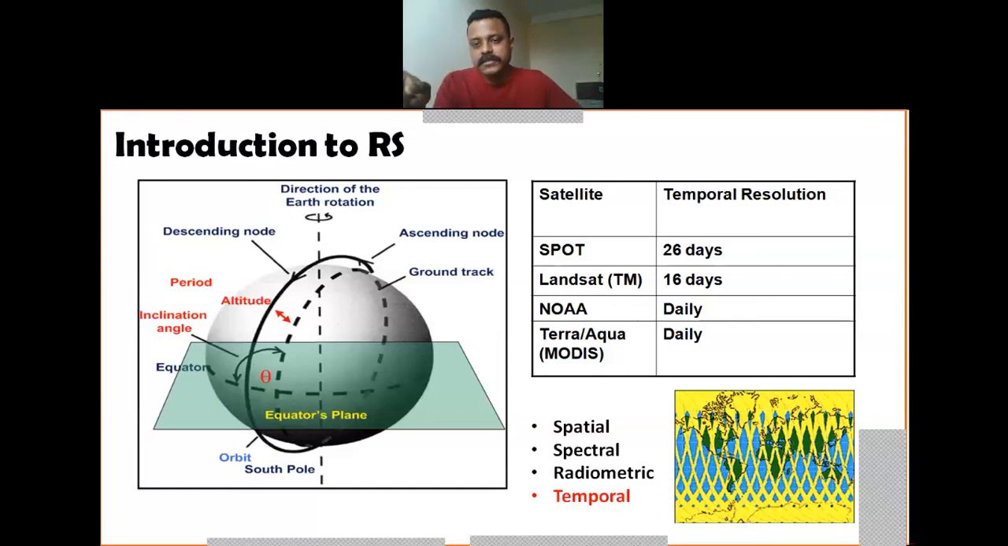So temporal resolution is an indicator of how many days after the first picture it is going to take the second picture of the same area on the ground. Okay, so we stop here for the time being.